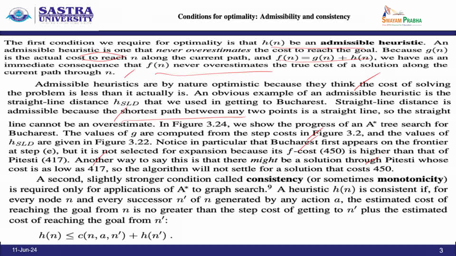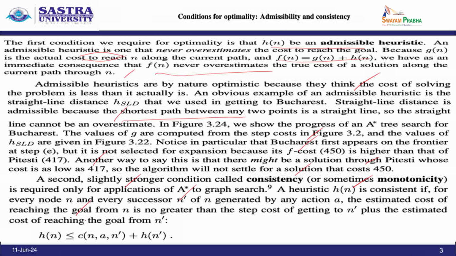A second, slightly stronger condition called consistency, or sometimes monotonicity, is required only for application of A star to graph search. A heuristic h of n is consistent if, for every node n and every successor n dash of n generated by any action a, the estimated cost of reaching the goal from n is no greater than the step cost of getting to n dash plus the estimated cost of reaching the goal from n dash.